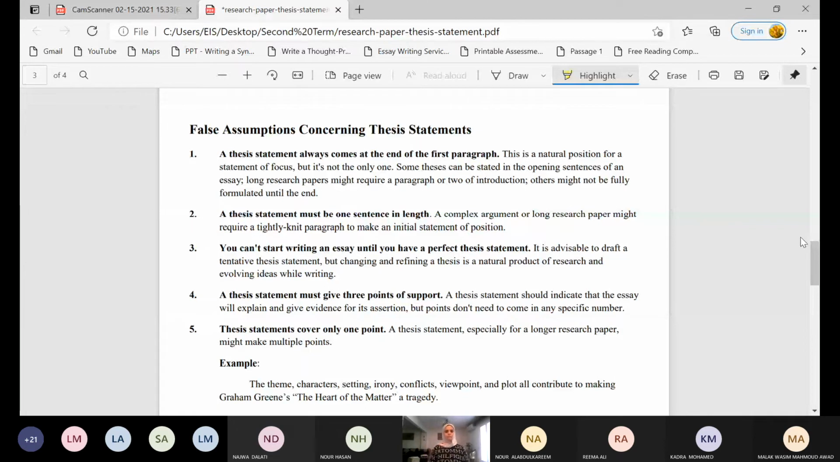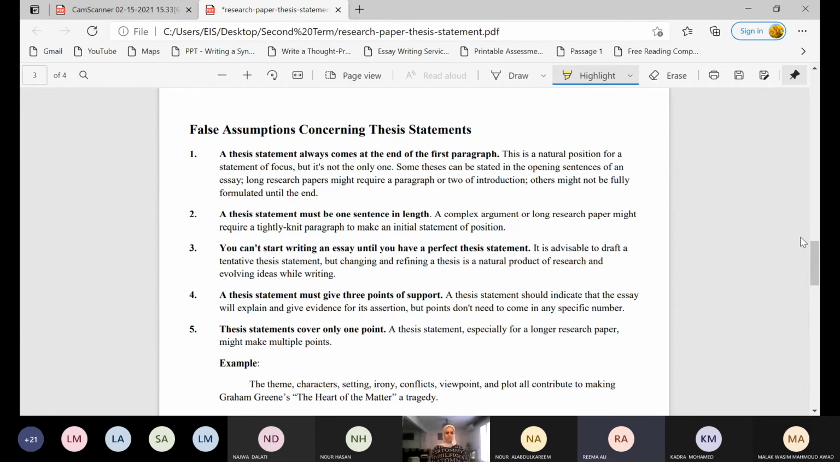Number 4. A thesis statement must give 3 points of support. A thesis statement should indicate that the essay will explain and give evidence for its assertion, but points don't need to come in any specific number. Yes, as much as you want. The points, as many as you want.